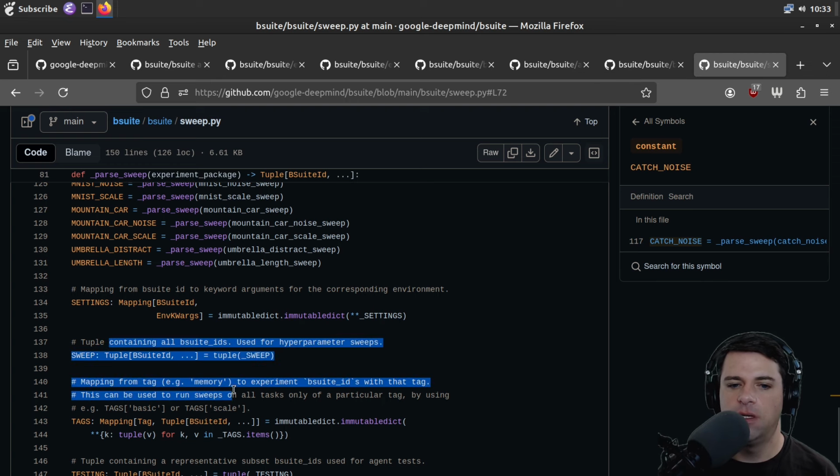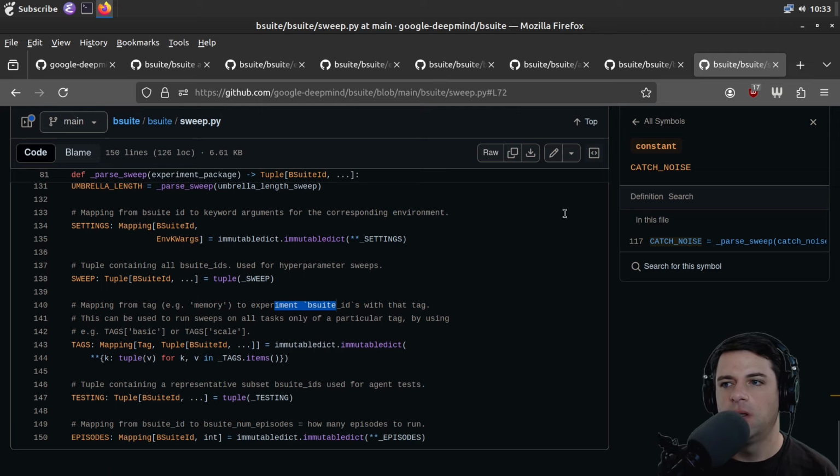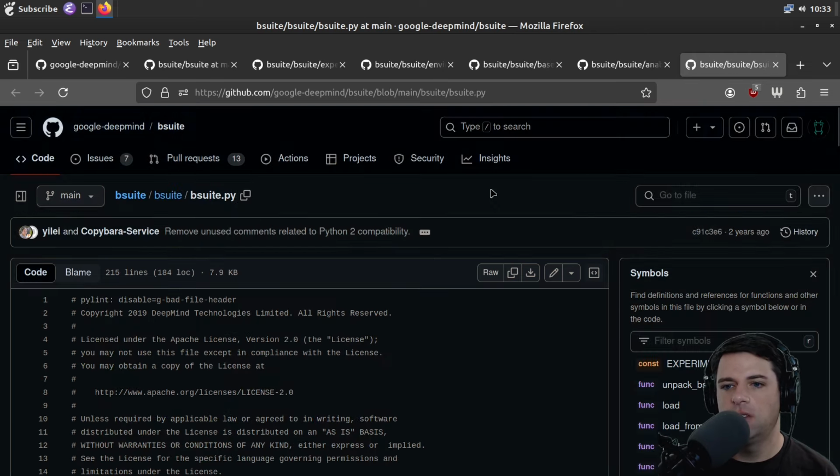There's some maps here. I don't know what these do. There's a tuple of all of the Bsuite IDs. A mapping from a tag, for example, memory to experiment. So they're just filling out this stuff. Okay, so that's the sweeping.